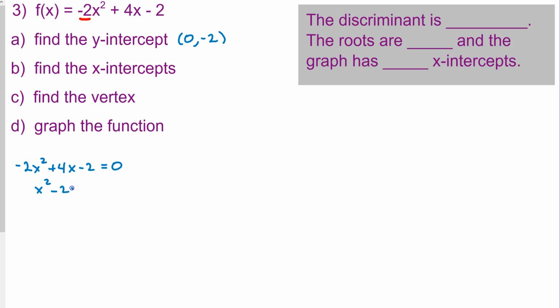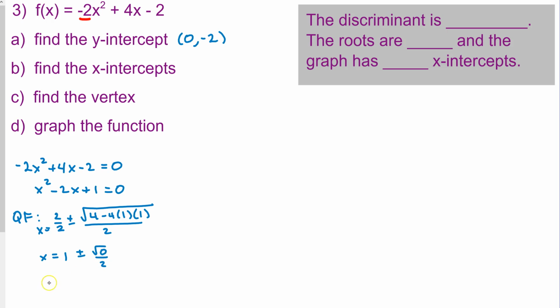So x squared minus 2x plus 1 equals 0. And then let's use the quadratic formula. So we have opposite of b over 2a plus or minus the square root of b squared minus 4ac over 2a. So that gives us 1 plus or minus the square root of 0 over 2. And that's 1 plus or minus 0, and that's just 1. So there's only one x-intercept, it's the point (1, 0).